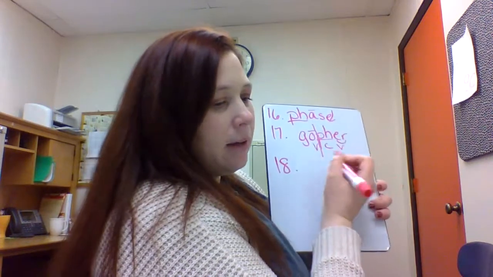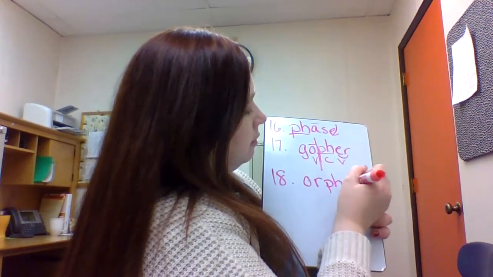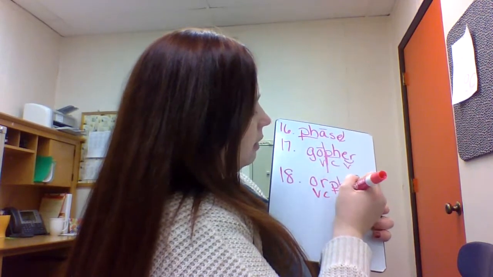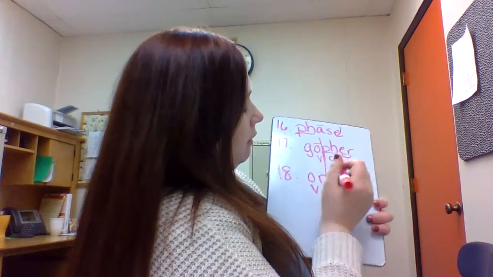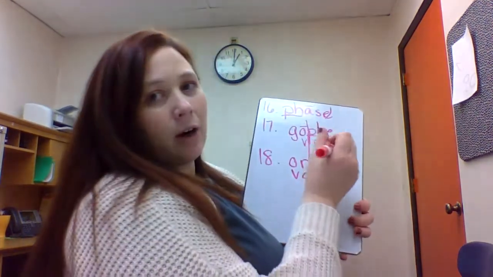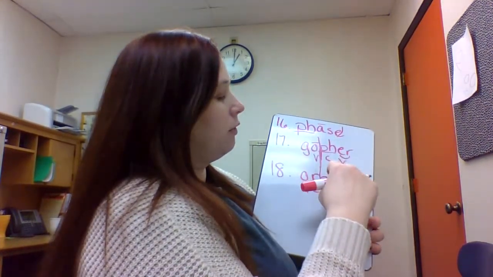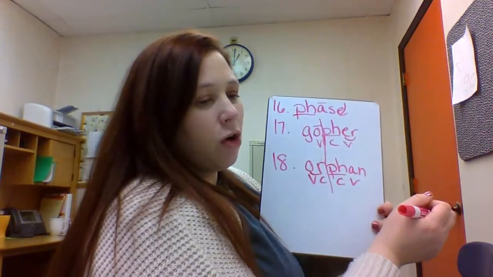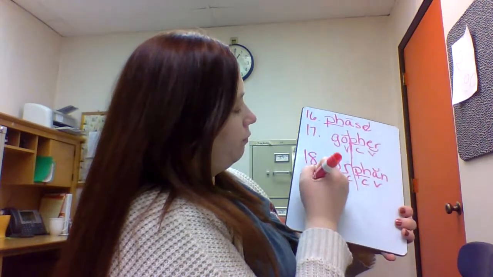Number 18 is orphan. So our PH gets underlined. We have, again, vowel, consonant, consonant, vowel. So our line is going to go between our two consonants. So when we have that digraph like that, a digraph makes one sound, comes together to make one sound, so it counts as one consonant when we're doing our patterns. And then we have our combination OR. And our AN gets a brev too.